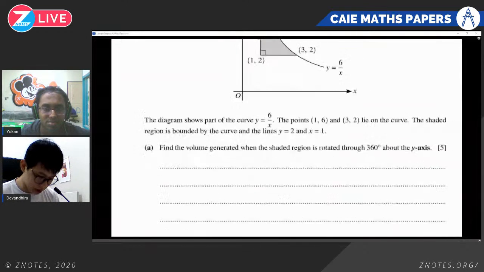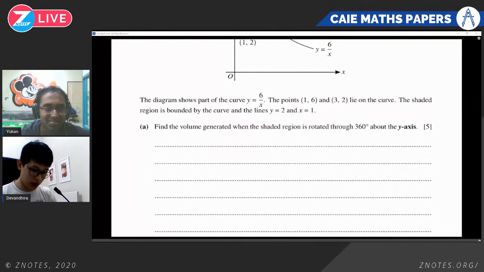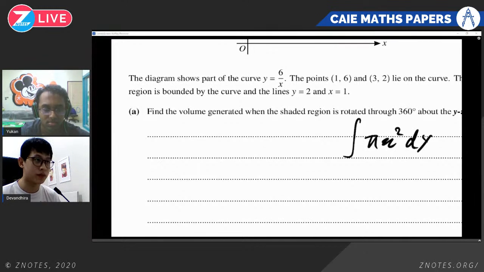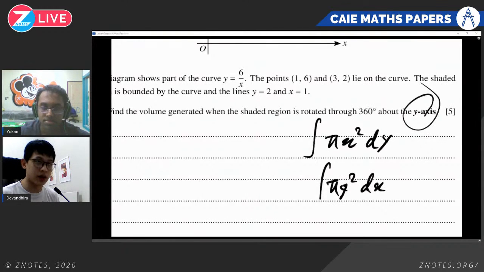First of all, let's bring up the pop-up again. Let's recall the formula to find the volume when you rotate it about the y-axis. Of course, we have to use the integral: the integral of pi x squared dy, correct? This is if it's the y-axis. If it's the x-axis, that will be pi y squared dx. But we're not going to use that now because it's the y-axis.